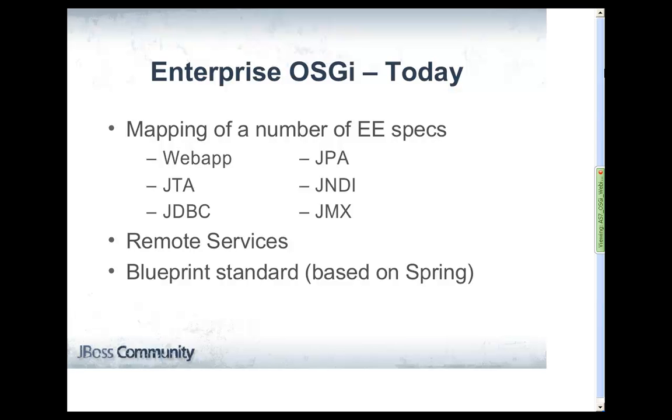The initial release had a number of focal points, and one of them was to make existing Java EE technologies more suitable for use in an OSGi context. So this generally meant defining a number of OSGi services that represent the Java EE technology so that it can easily be used by an OSGi-based application. So the current set of enterprise specifications contains mappings for web apps, JTA, JDBC, JPA, JNDI, and JMX.